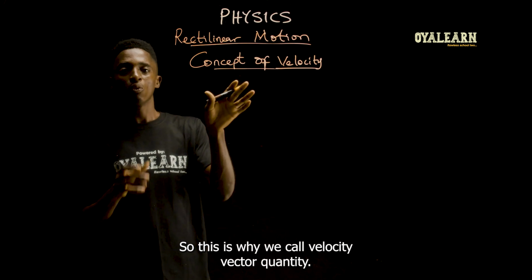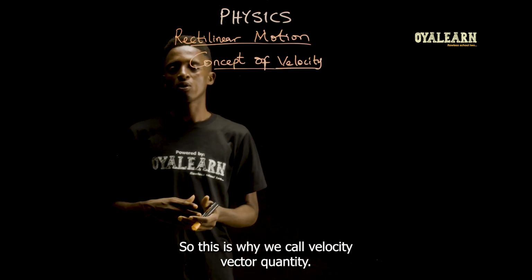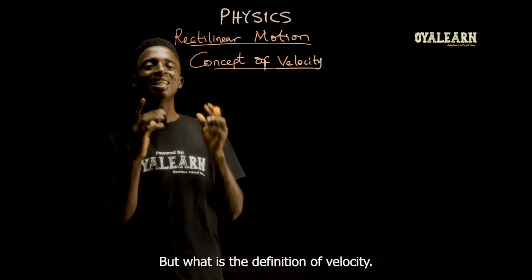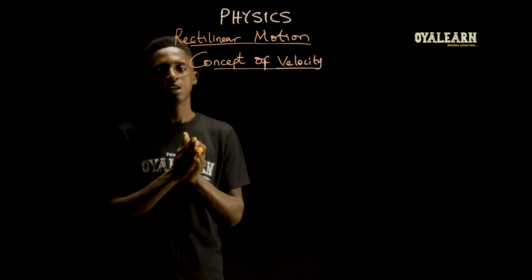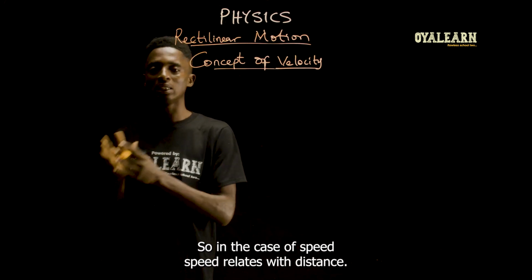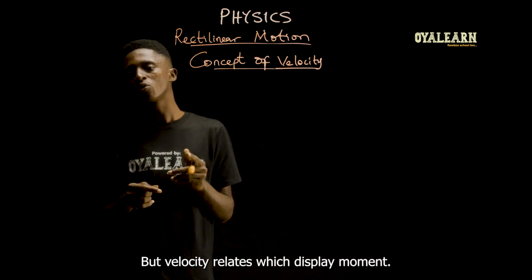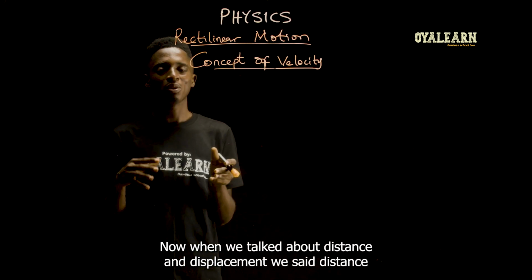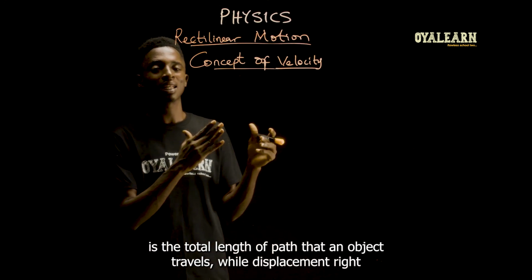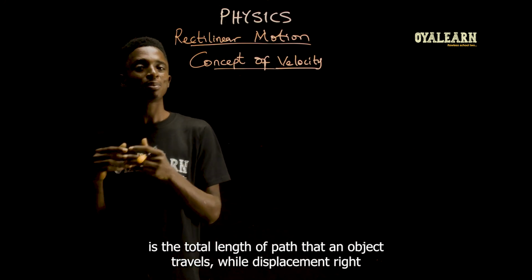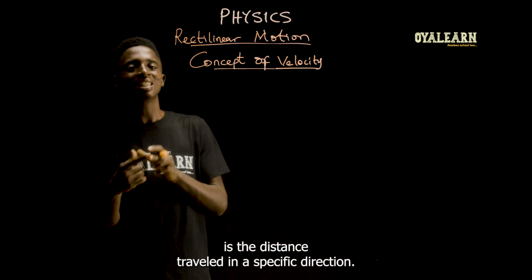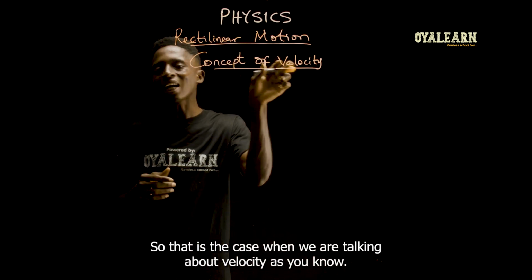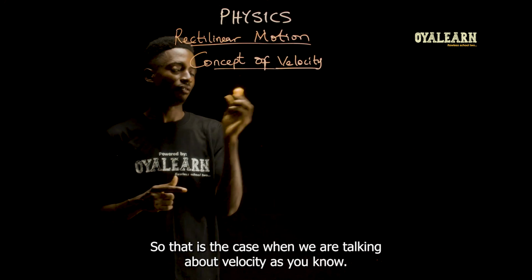So this is why we call velocity a vector quantity, while speed is a scalar quantity. But what is the definition of velocity? In the case of speed, speed relates with distance, but velocity relates with displacement. When we talked about distance and displacement, we said distance is the total length of path that an object travels, while displacement is the distance traveled in a specific direction. That is the case when we are talking about velocity as well.